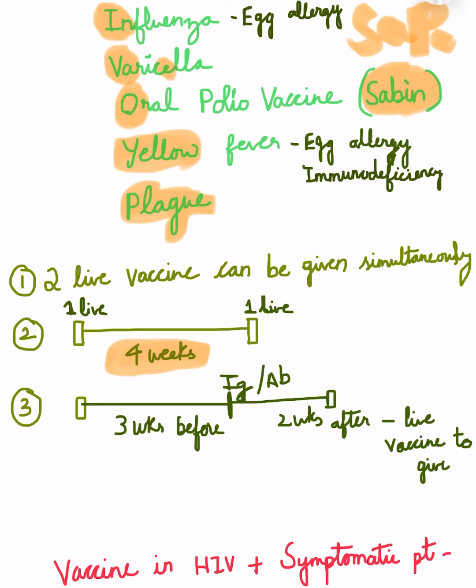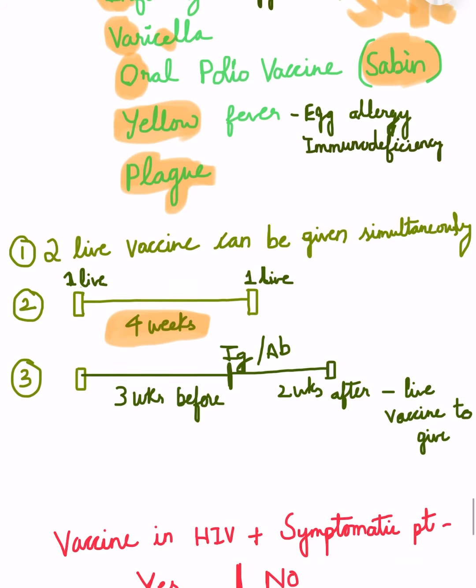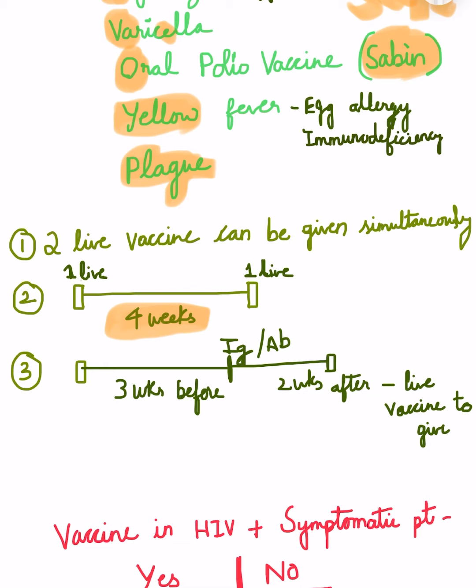because the antibodies can interact with each other. Live vaccine and immunoglobulin or antibody should not be given at the same time, because the two mix with each other. So there should be an interval of 3 weeks before or 2 weeks after that when the live vaccine can be given.